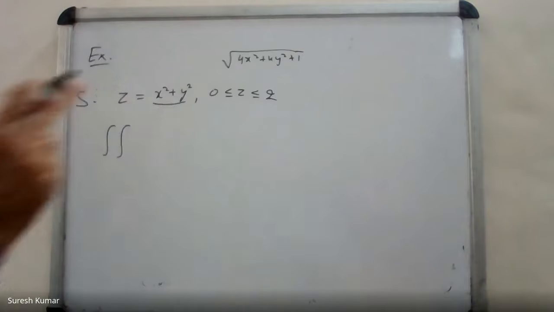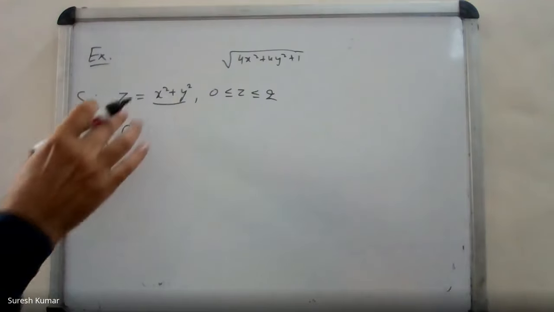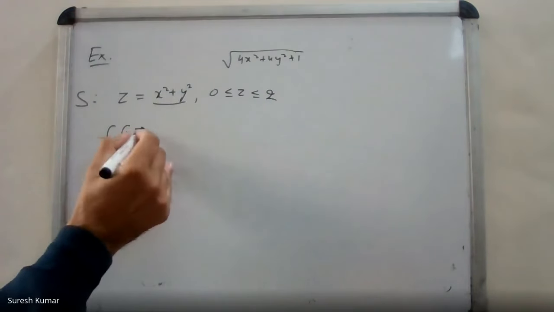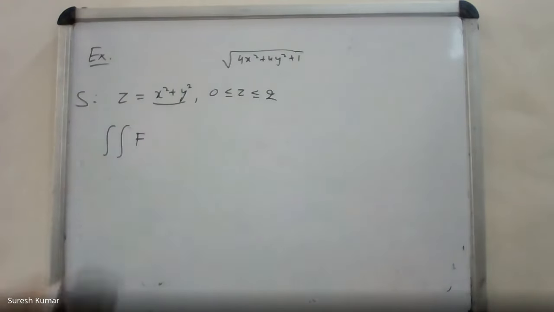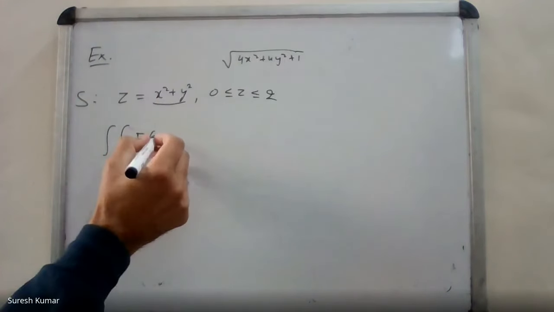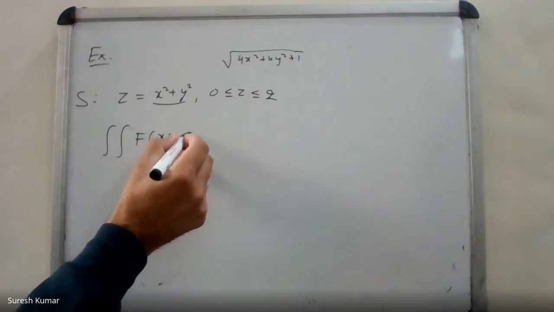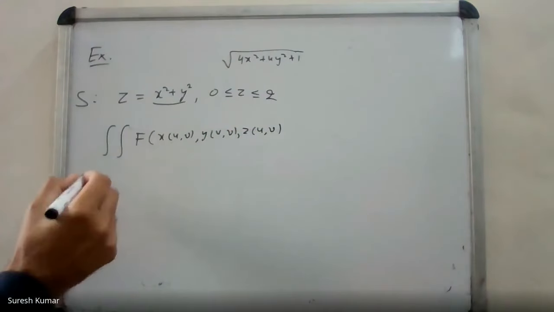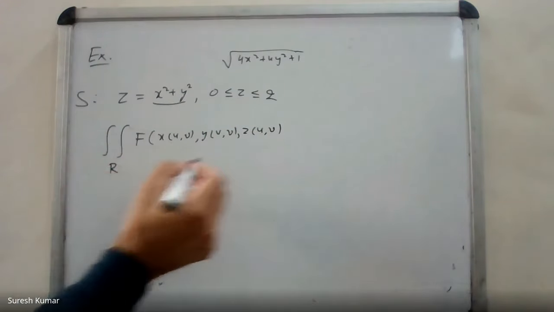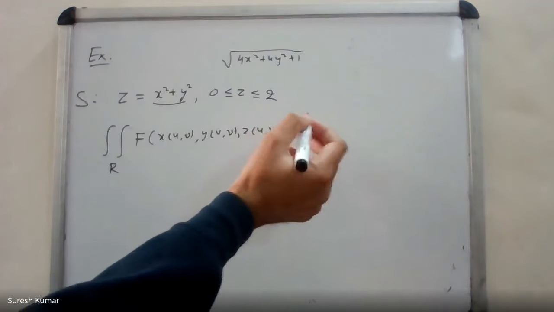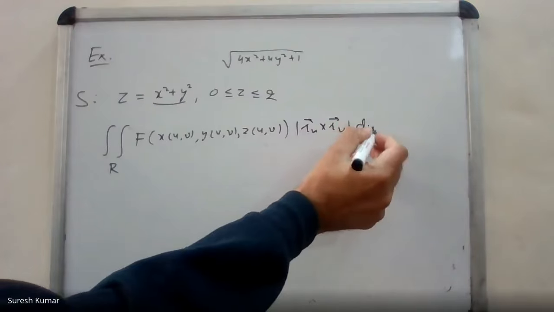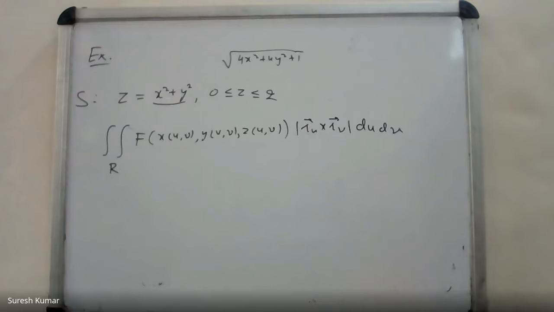Actually, we are interested in parameterization of this surface, right? So I'm writing the formula first. It is given by F(x(u,v), y(u,v), z(u,v)), if you are parameterizing the surface by u and v over R, and sigma is replaced by the magnitude of r_u cross r_v du dv. In this case, what is your surface? The paraboloid.